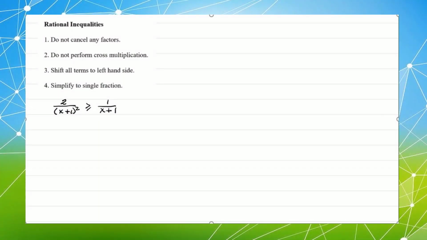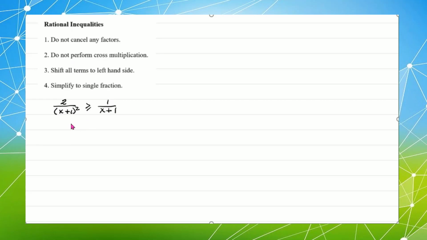Hello everyone. Today I'm going to talk about rational inequality. Here are some tips that will help you when solving rational inequality. Let's look at this example.